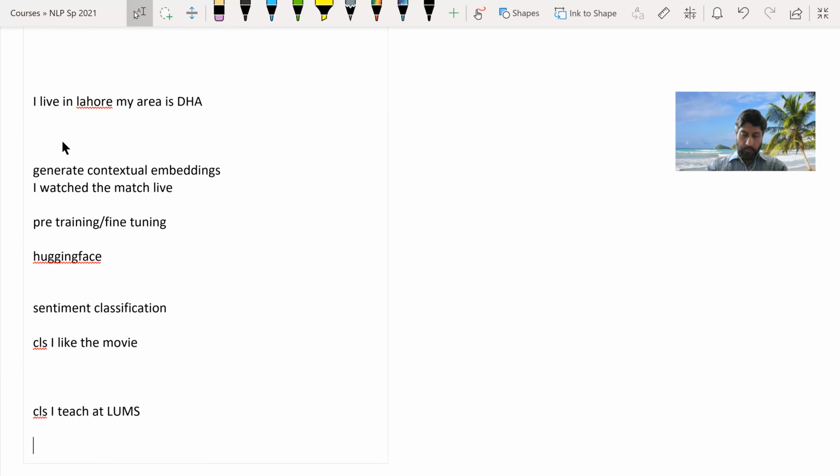So any questions? Okay. So moving on, let's talk about some other applications, and we will see that the usage of these models for these other applications is not much different.